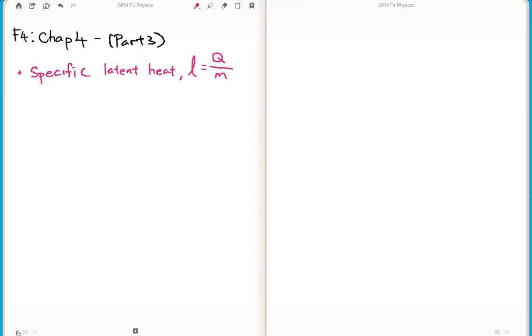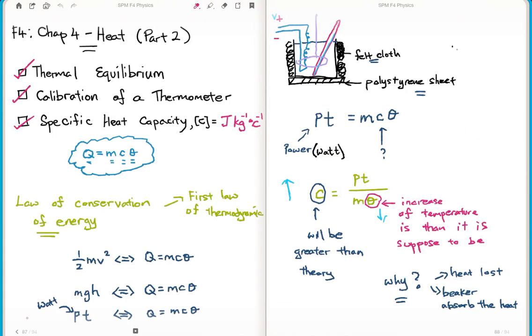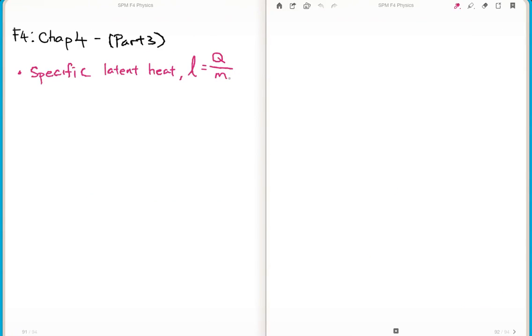So it's different from what we had last week. The c is specific heat capacity. The c is the amount of heat required to heat up 1 kg by 1 degree. So this is specific heat capacity. Whereas in this video, we'll be doing the amount of heat to change 1 kg at a fixed temperature. So the unit for L would be amount of heat, J, joule per kg, at constant temperature.